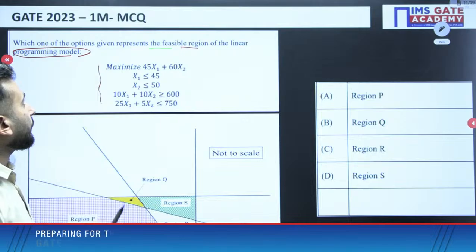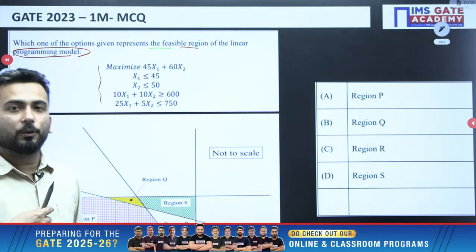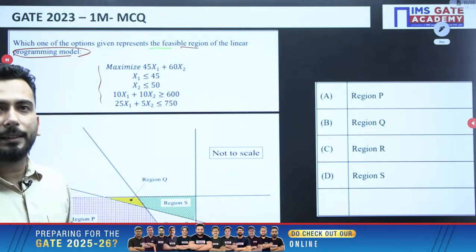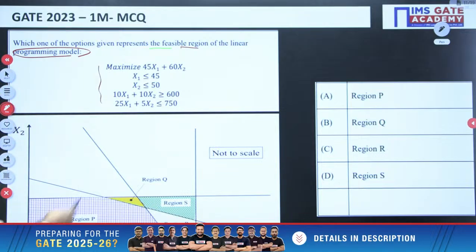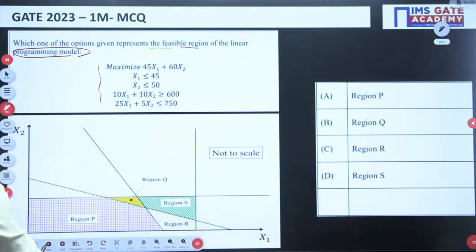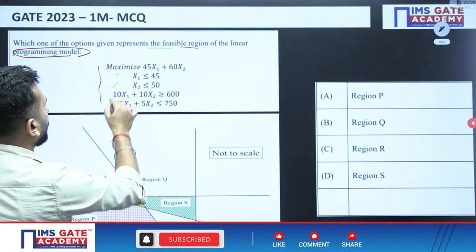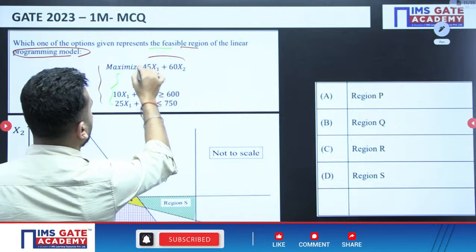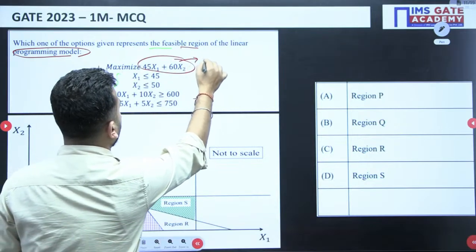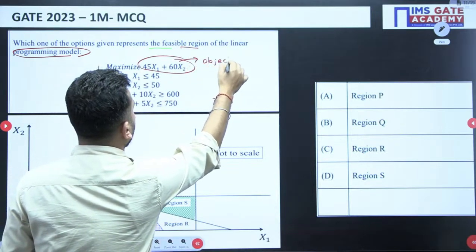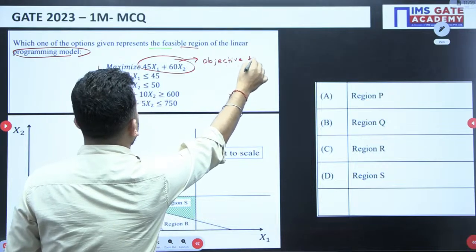Now this is a 1 mark question, but you have to do a lot of work to get that 1 mark. So equations are there, sorry, not 5, only 4 equations there. First one is the objective function.